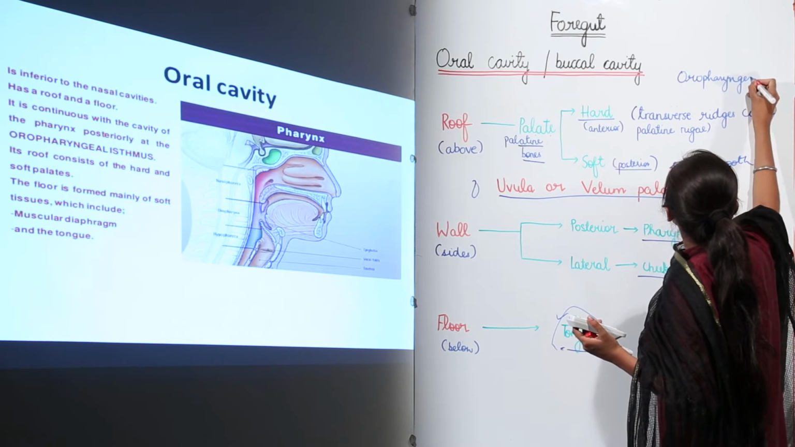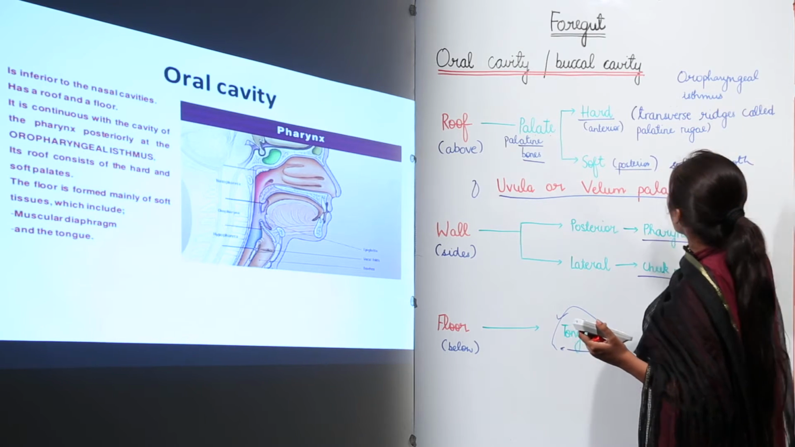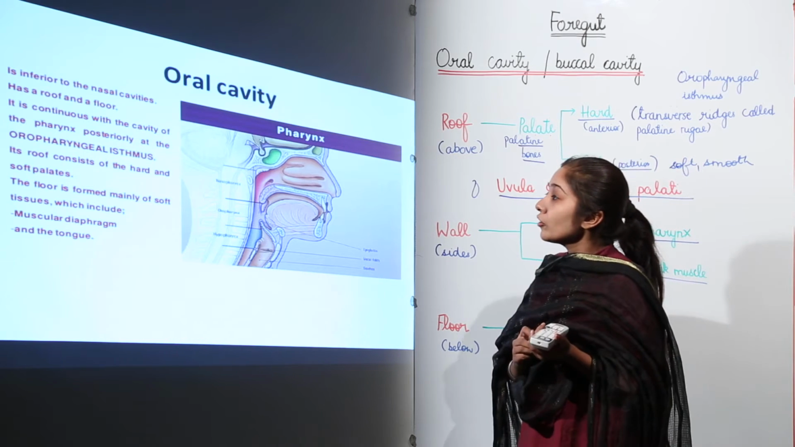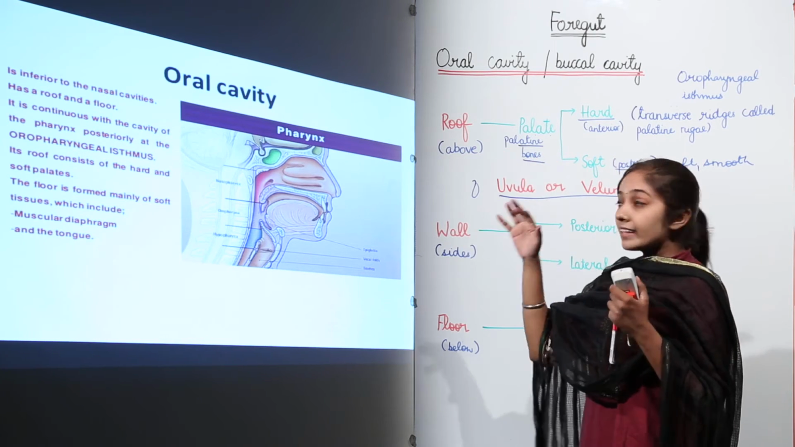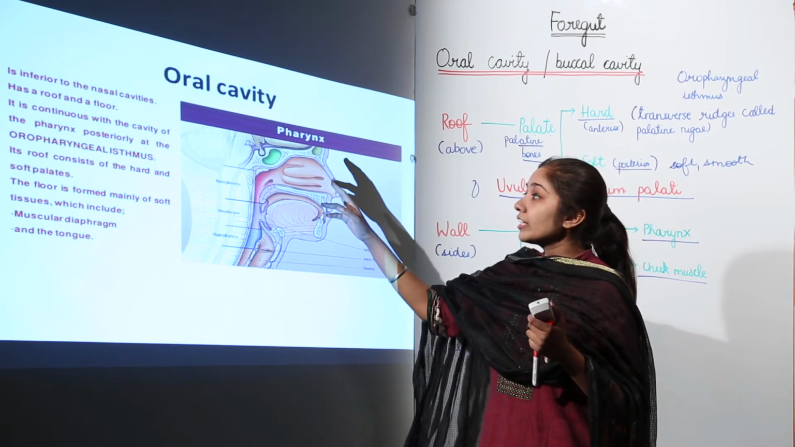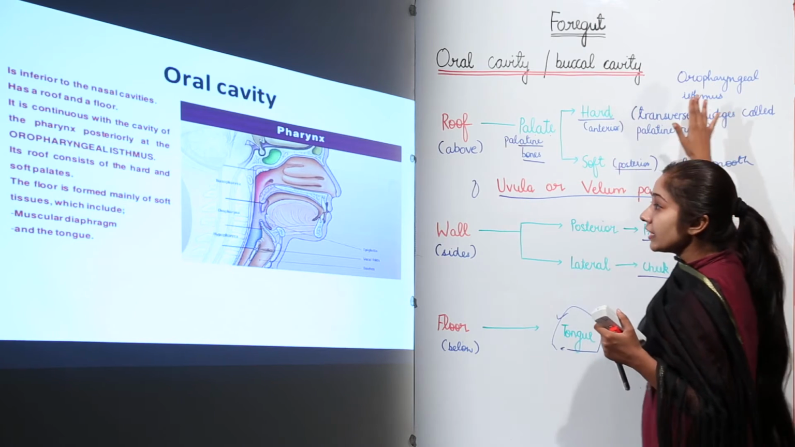Oropharyngeal isthmus. Now what is this oropharyngeal isthmus? The oral cavity has, I told you, roof, wall and floor, and this cavity is continuous with the cavity of the pharynx posteriorly at the oropharyngeal isthmus.